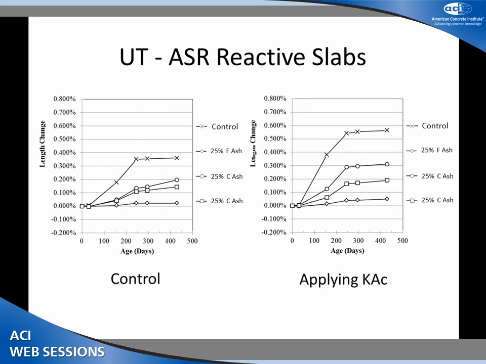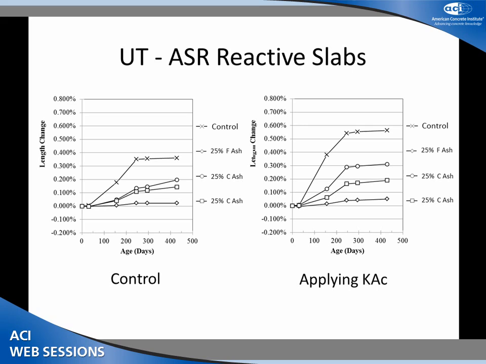So with our highly reactive slabs down in Texas, we do have our control. These are our fly ash mixes here, and after applying potassium acetate, we do see an exacerbation of expansion from that potassium acetate, which is something we expected to see, just because we know the potassium acetate will do that to the reaction.